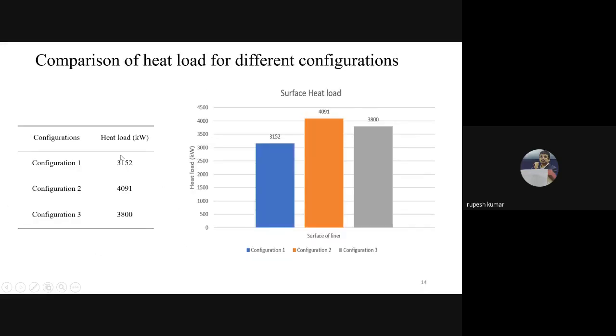And coming to the heat load for configurations 1, 2, and 3, we can see that configuration 1 has a lower heat load compared to the other two configurations. Here the heat load of configuration 1 was around 3152 kilowatt, whereas for configurations 2 and 3 it was very high. In configuration 2 it was 4000 kilowatt, and in configuration 3 it was 3800 kilowatt.